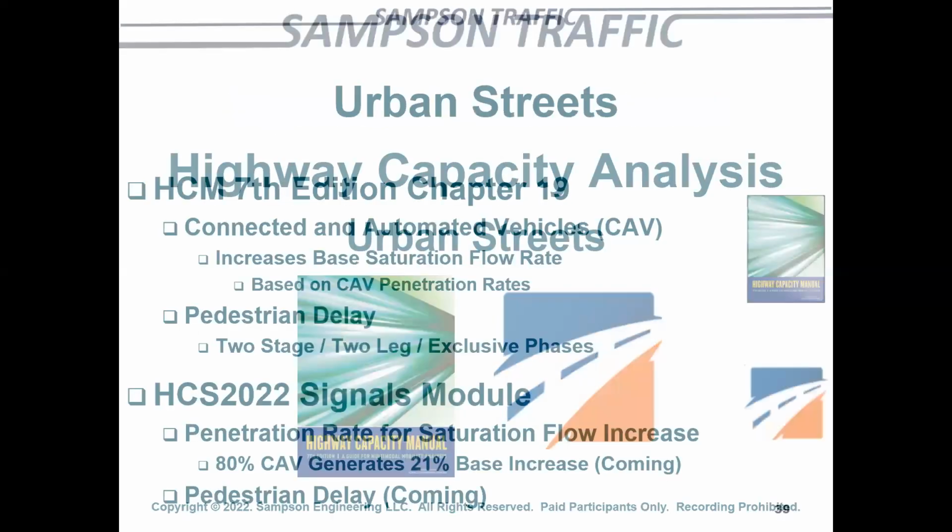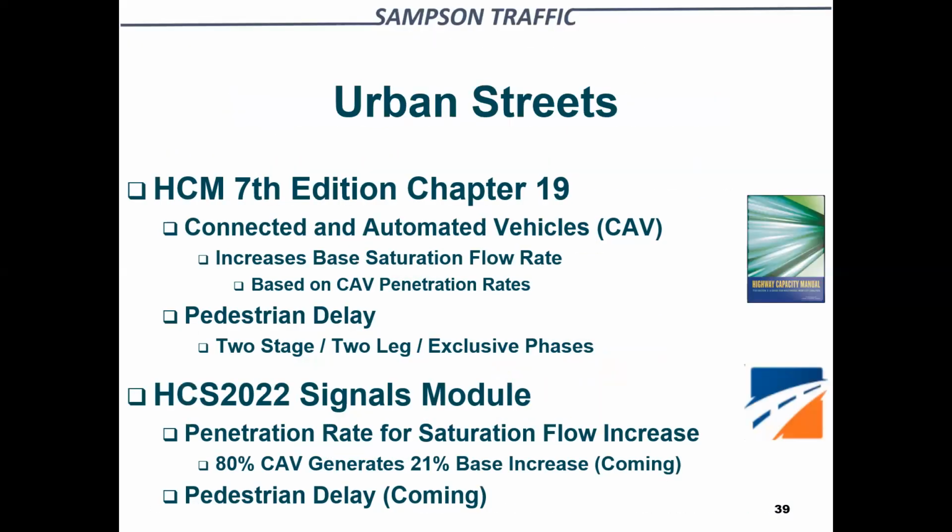Urban streets: you see that the penetration rate increases base saturation flow rate really because of the signal as part of the urban street. So it's being done at the signalized intersection as well as pedestrian delay. Those percentages look the same at the bottom because it's really done to the signal, and the signal is part of the urban street.